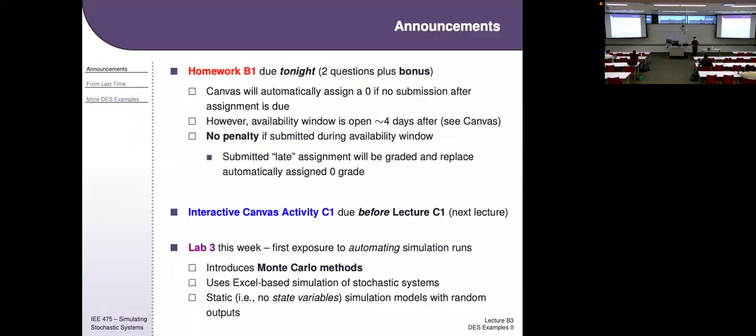Okay, so just a couple of reminders. I guess the first homework is technically due. The due date is tonight. It's 2 questions plus bonus.